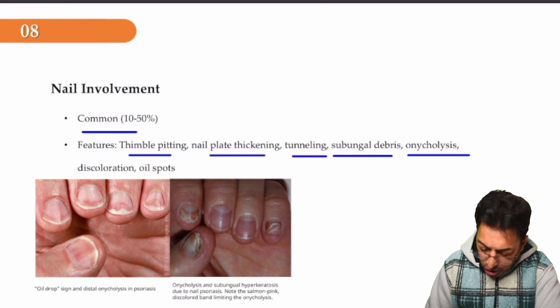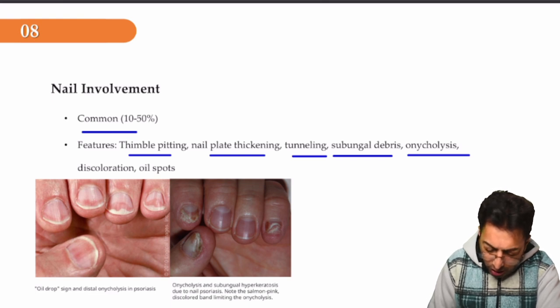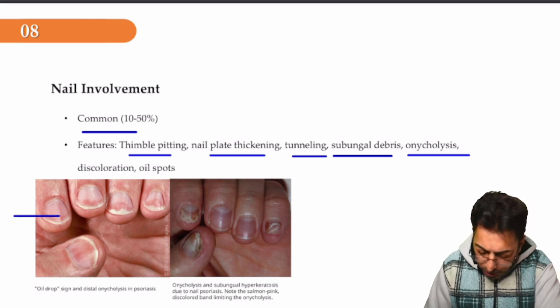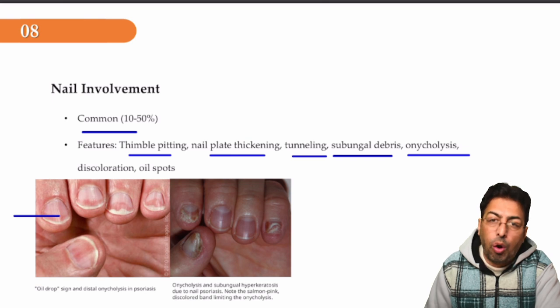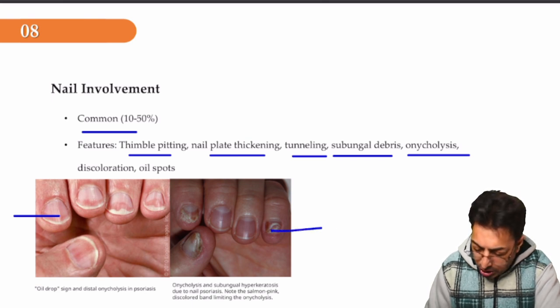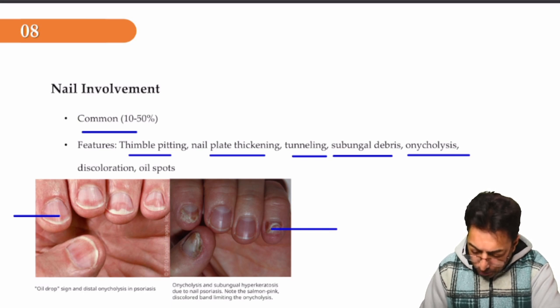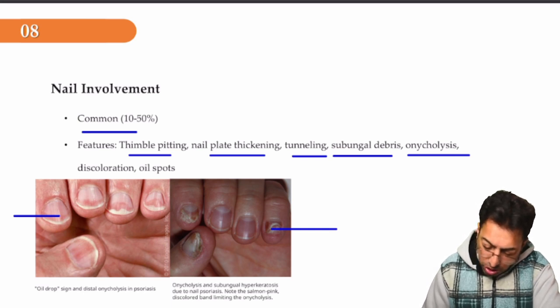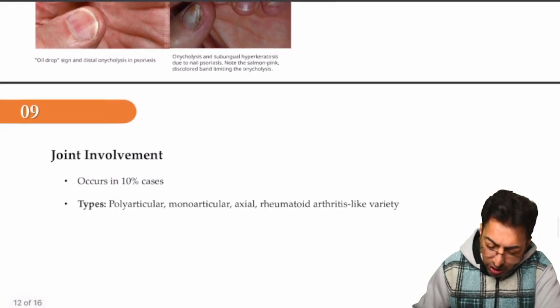And as you can see over here, this is the nail, and over here you can see a characteristic pigmentation, the oil drop sign, local onycholysis, and over here you can see generalized onycholysis and subungual hyperkeratosis. That's important. So these things are to be remembered as far as the nails are concerned.